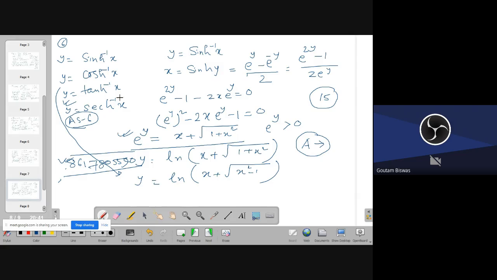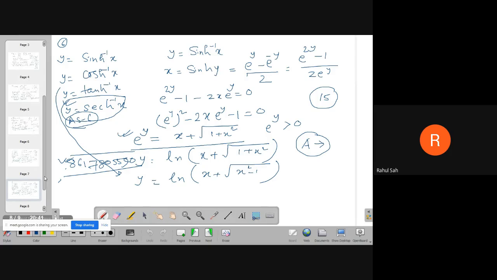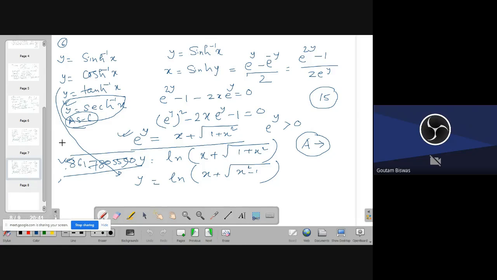You have to find this one. Okay, this is the assignment. Next one is. Sir, this is the last, I think. Yes, this is the last page, I think the 7th page. Then page 6. This is the 6th page. Okay.